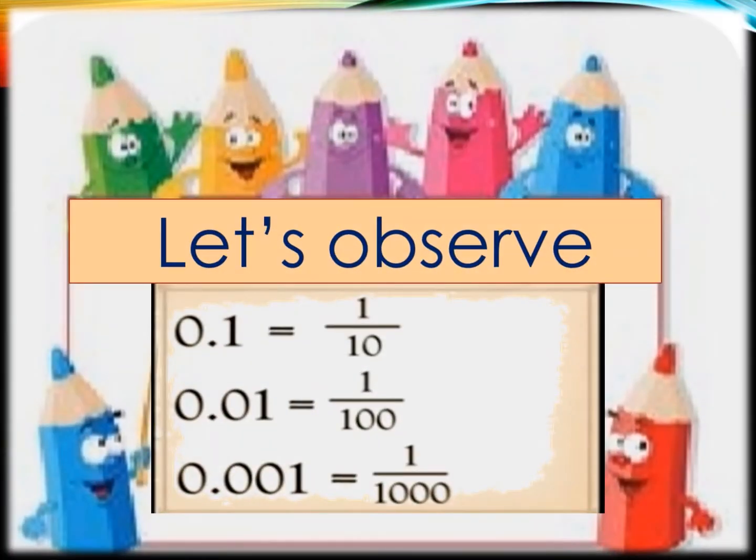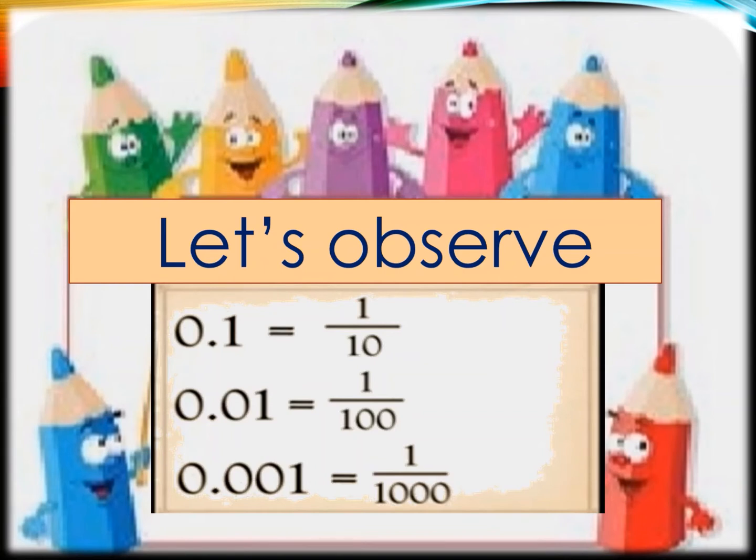Firstly, let us observe what is here. So observe it very carefully. On one side we have written 0.1. This is a decimal number. And on the other side I have written the fraction, equal to 1 upon 10. Decimal at one place from the right hand side, so it is the 10th part, so it can be called 1/10.